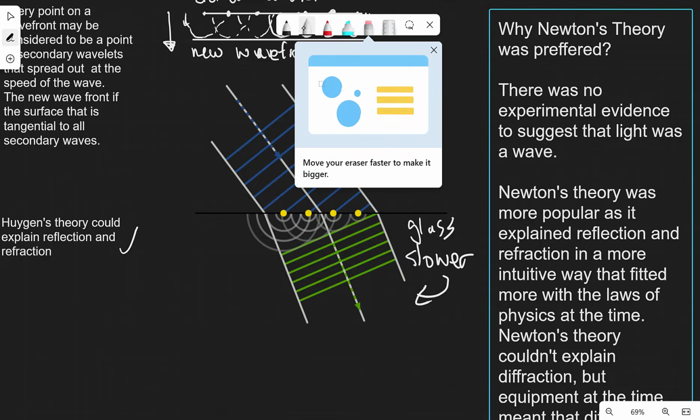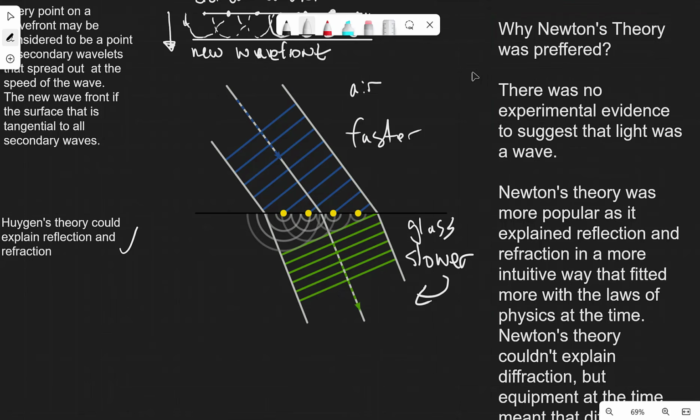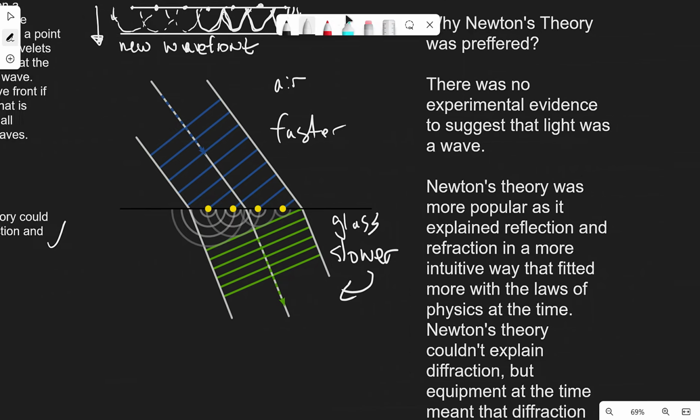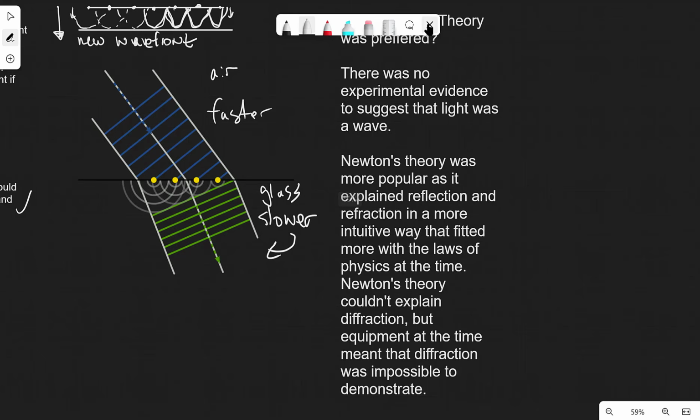Now, you may be wondering, why is it that Newton's theory was actually preferred? Okay, well, this is another point on the specification. First of all, there was no experimental suggestion at the time that light was a wave. This will come with Thomas Young's experiment that we're going to be looking at in our next little chapter.